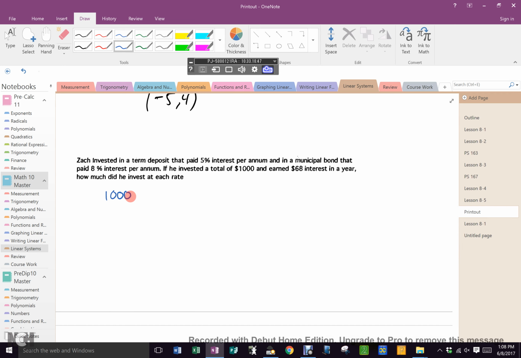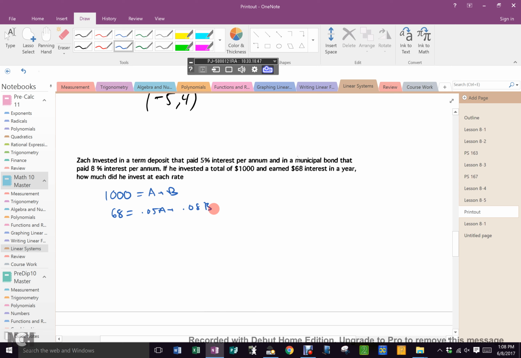So what do we give in math when we don't know something? Right, some hay. I would like x amount of hay. A plus B equals 1,000, right? So that's the money we started with. We earned 68 bucks, which was 5% of A. How do I write 5% in math class? 0.05 A plus 0.08 B.